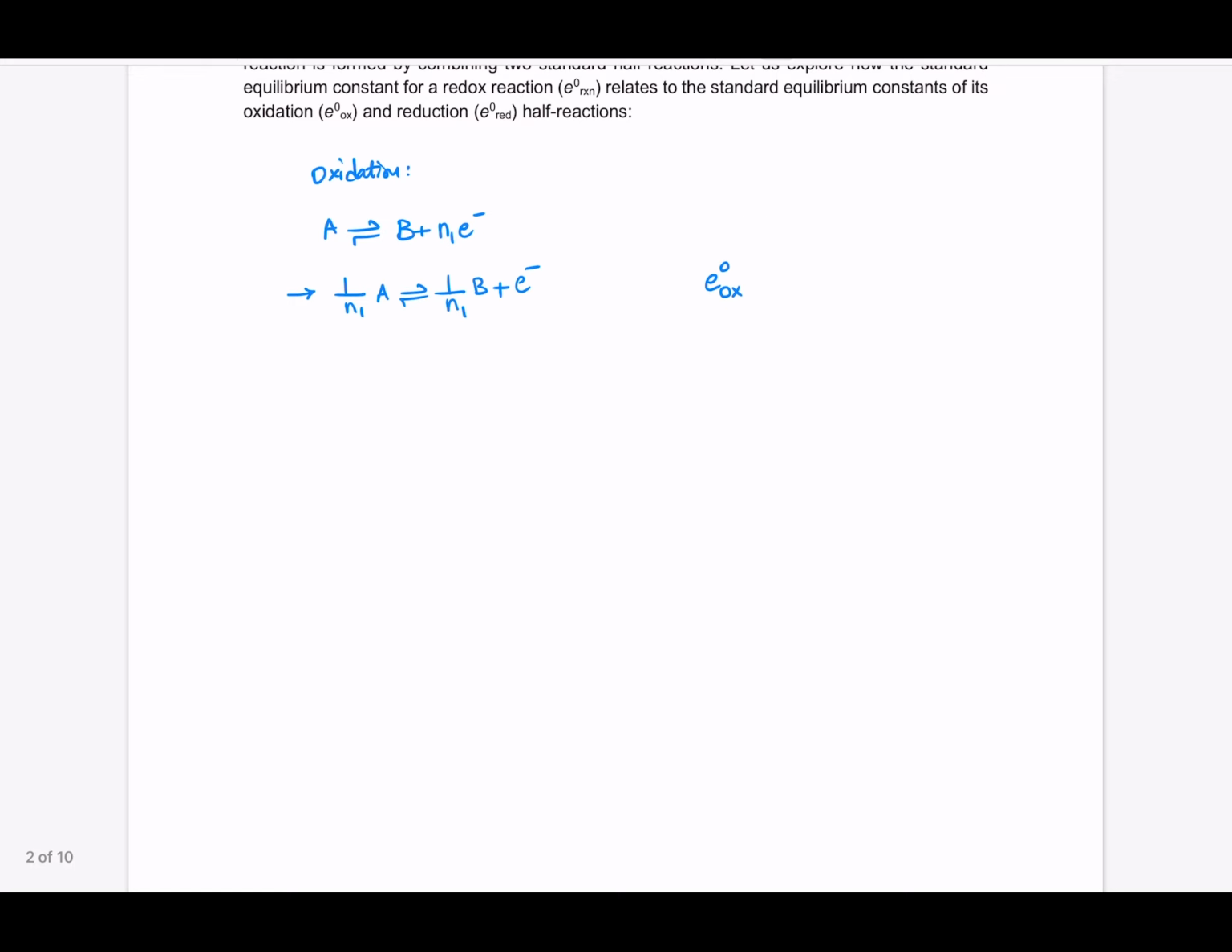We do the same thing for reduction. Let's assume we have this general form of reduction, that D plus n2 electron is forming C. And in order to write the standard notation, first we need to make it in the oxidation form releasing only one electron. So this would be 1 over n2 C forming 1 over n2 D plus 1 electron. And this would be E0 of reduced.